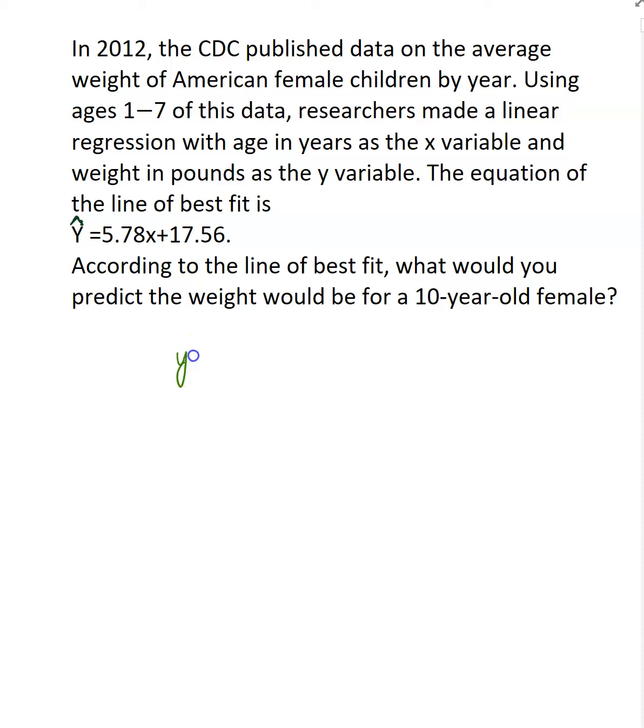So I want to write the equation again. Y hat equals 5.78x plus 17.56. Okay, and let's quickly make a note of what they stand for. X is the age in years, and y hat is the weight in pounds. That way, when we are ready to interpret the answer, we'll have what they stand for. Now they've said, predict the weight for a 10-year-old female. So the age is given to us and we're asked to find the weight.